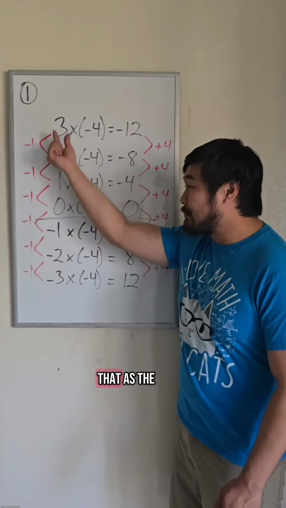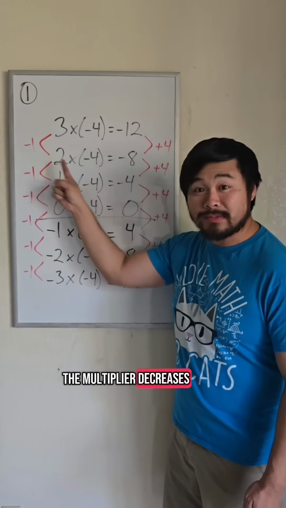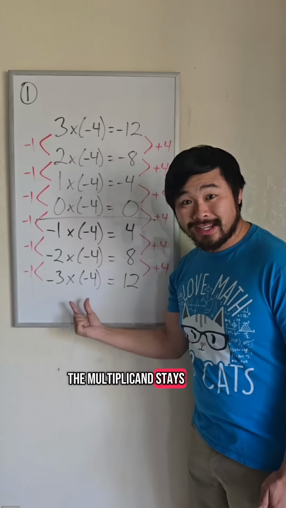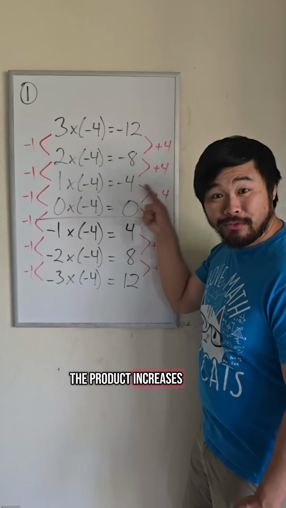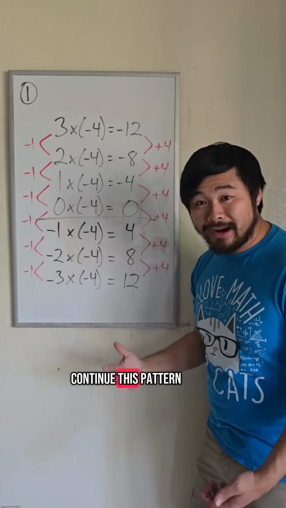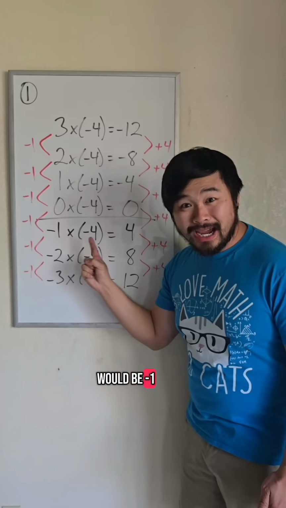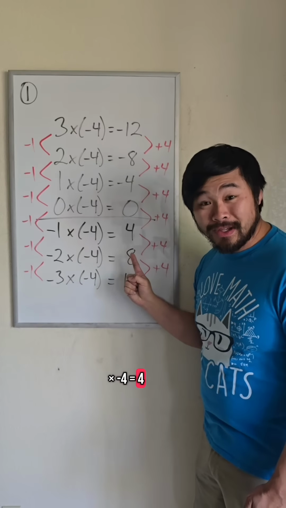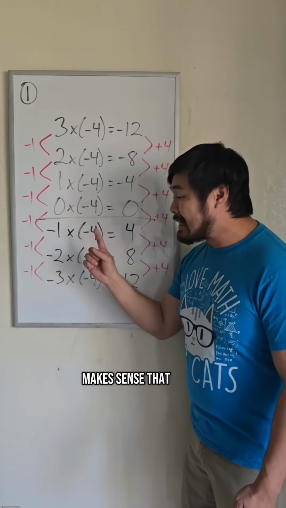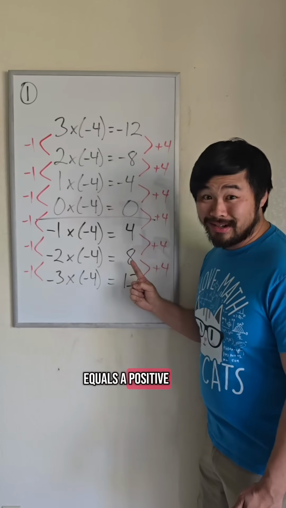We can notice that as the first number, the multiplier, decreases by 1 and the multiplicand stays the same, the product increases by 4. So if we continue this pattern, the next line would be -1 times -4 equals +4. So we could see that it makes sense that a negative times a negative equals a positive.